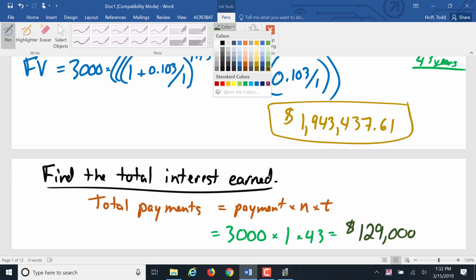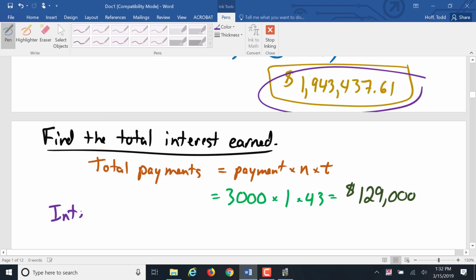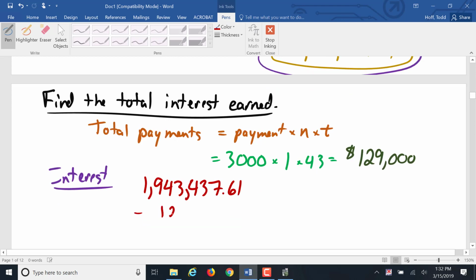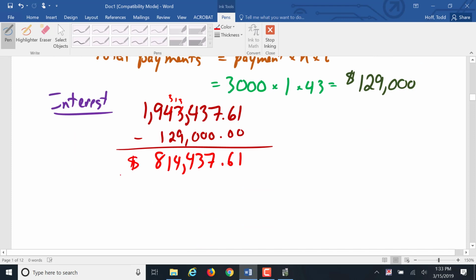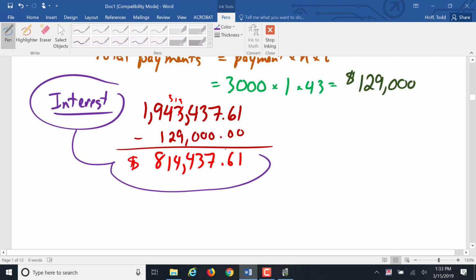So the interest is simply that future value minus the total payments. $1,943,437.61 minus $129,000. So $814,437.61 is the total interest earned.